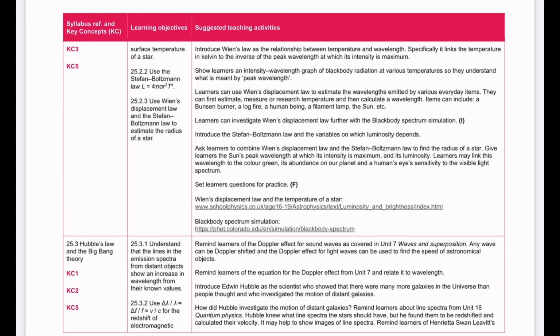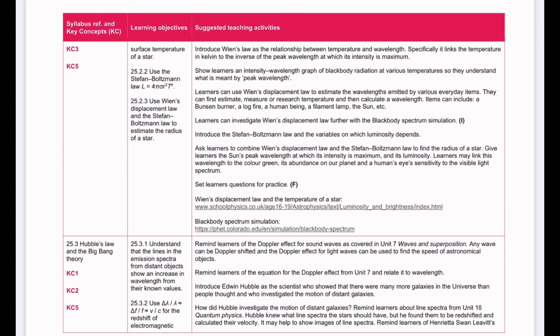25.2.2. Use the Stefan-Boltzmann law, L = 4πσr²T⁴. 25.2.3. Use Wien's displacement law and the Stefan-Boltzmann law to estimate the radius of a star.